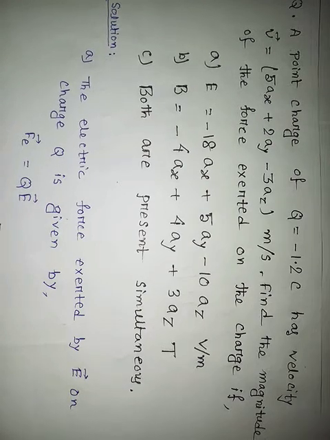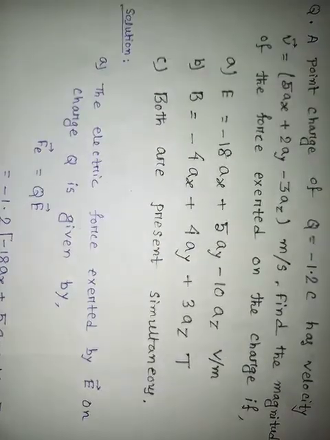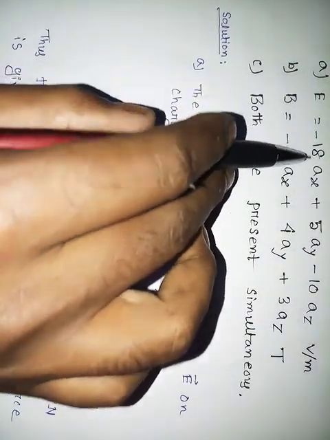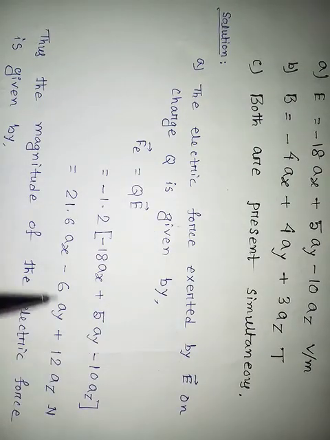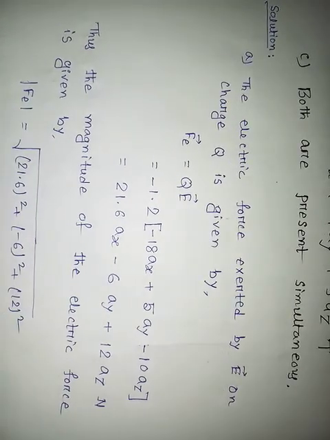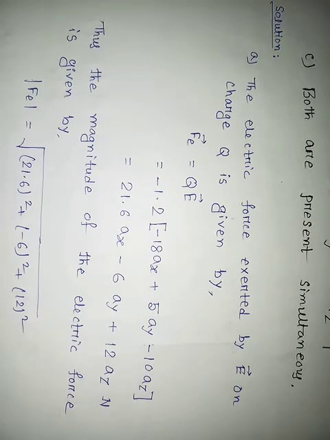See, first condition, they give intensity. So for intensity we know the electrical force F equals q into E. They give charge q equal to minus 1.2, so we simply put minus 1.2 and E, which is given here. After multiplying, our result is 21.6ax minus 6ay plus 12az in Newton. For finding this magnitude, we simply take the mod value, the square root of the unit vector coefficient terms. Our result is 25.4275 Newton.